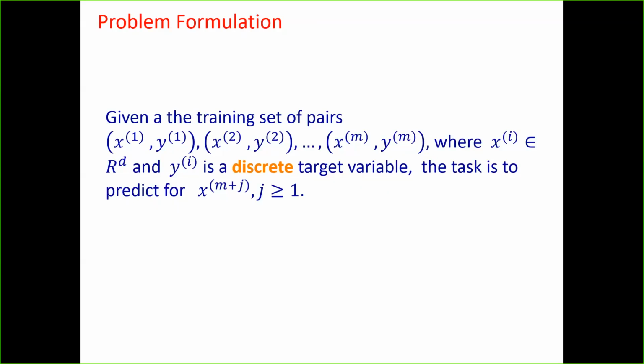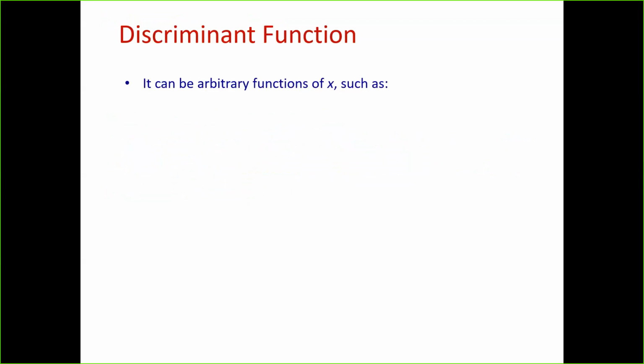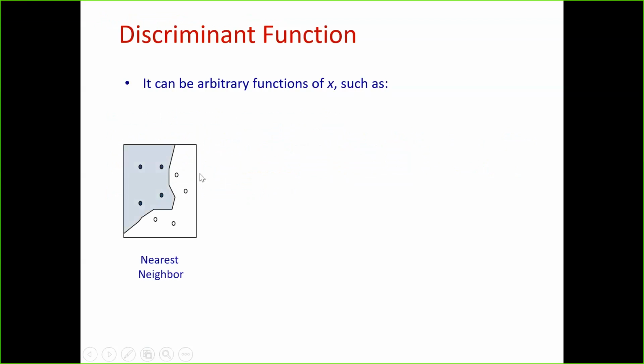I hope all of you are familiar with the problem by now. What is the classification problem? You're familiar, right? So let us look at the discriminant function. The discriminant function is a function that tries to distinguish the instances of one class from the instances of the other classes. It can be any arbitrary function of the input vector x, such as nearest neighbor, which is trying to distinguish or discriminate the instances of one class from the instances of the other class, as you see here.